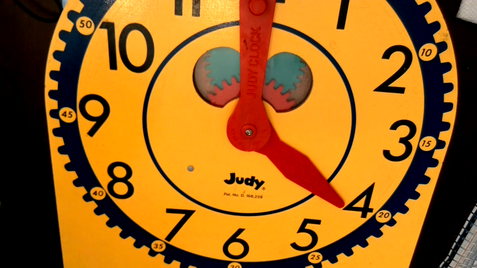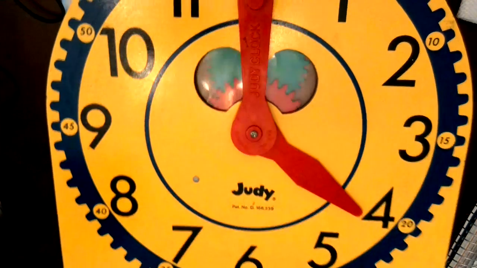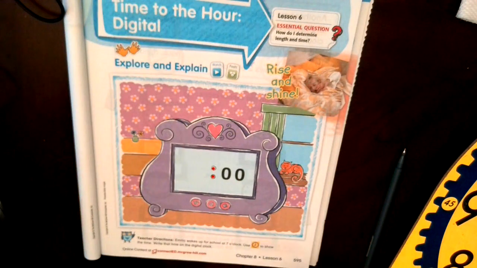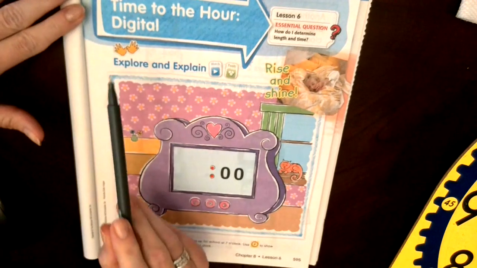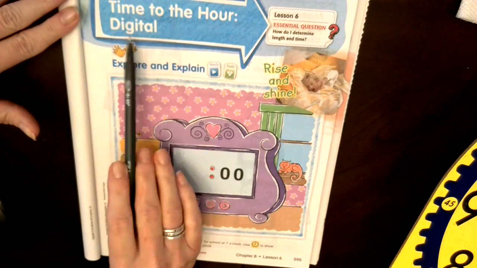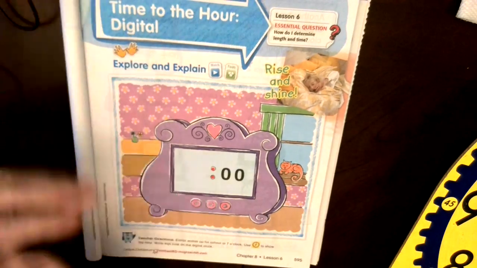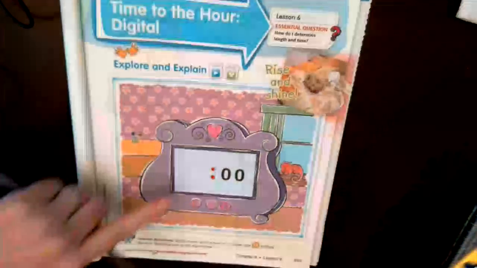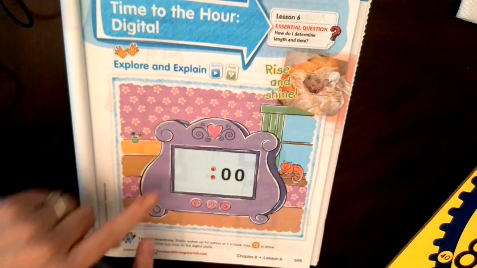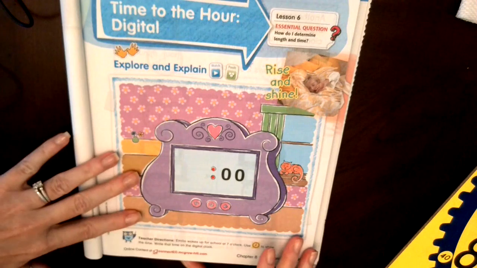Hi, boys and girls. We are back in our math lesson. So today's lesson is Chapter 8, Lesson 6. And in this lesson, we're going to be telling time to the hour, but using a digital clock. Yesterday, we learned how to tell time to the hour on an analog clock. Today, we'll use the digital clocks. And these are more common. A lot more people have these in their houses.